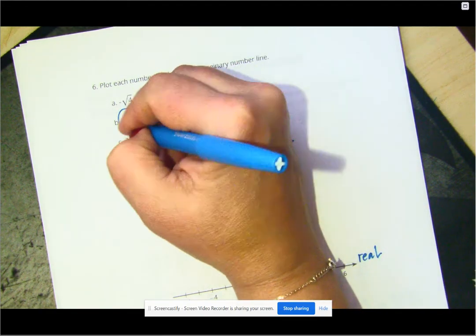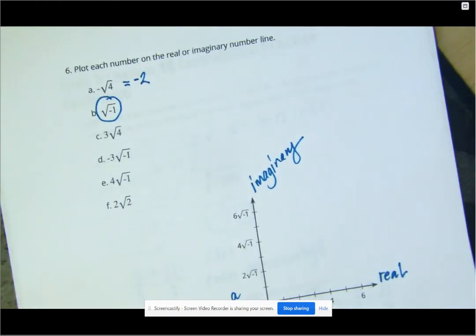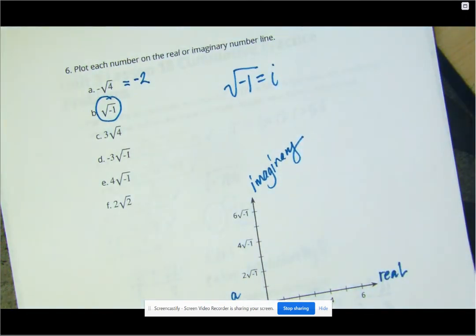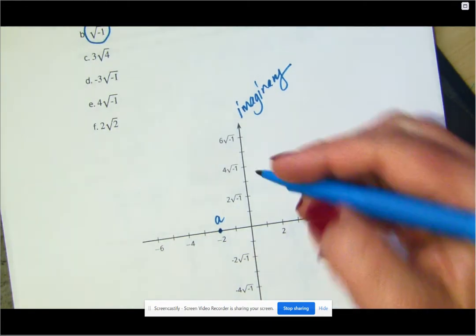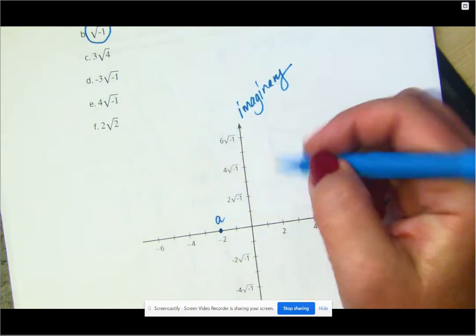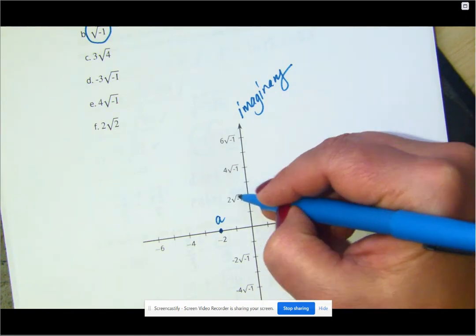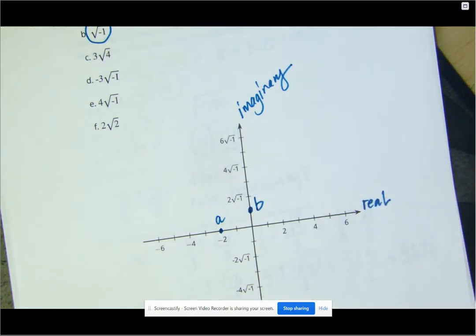The square root of negative 1. Bells and whistles should be going off. There's a negative in that radical. That means it's imaginary. And as a matter of fact, it's just what we've defined as i. The square root of negative 1 is i, or 1i. So now we're on the imaginary axis. And they left it like this, so maybe you didn't even need to think of that. If that's 2 times square root of negative 1, well, this is 1 square root of negative 1. That's B.